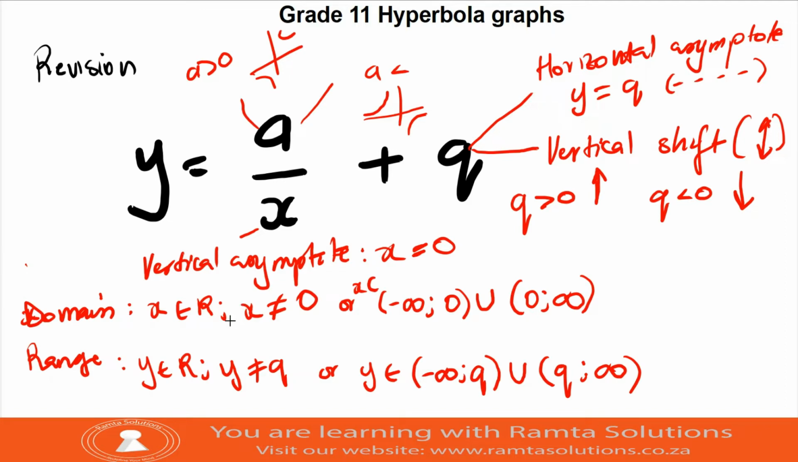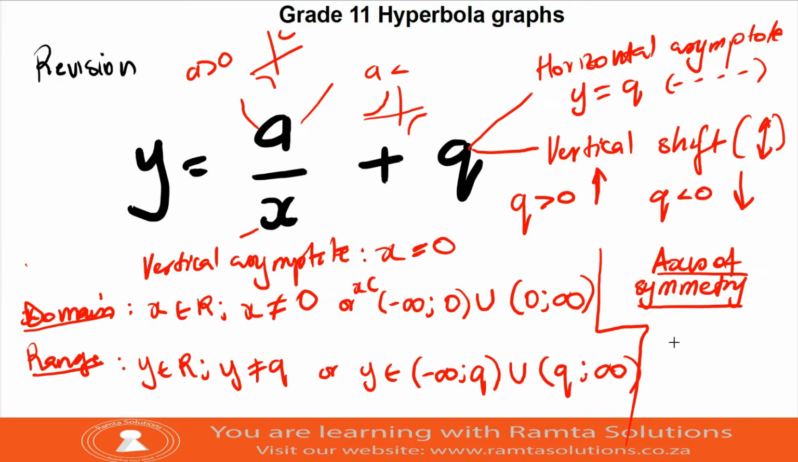Then you also spoke of your axes of symmetry. Remember, the axis of symmetry divides the graph into two equal halves. It had y equals x plus q and y equals negative x plus q. These were our axes of symmetry equations, right?